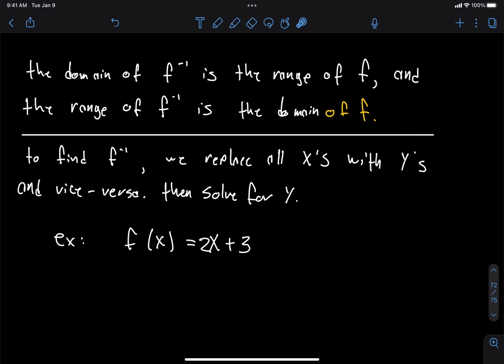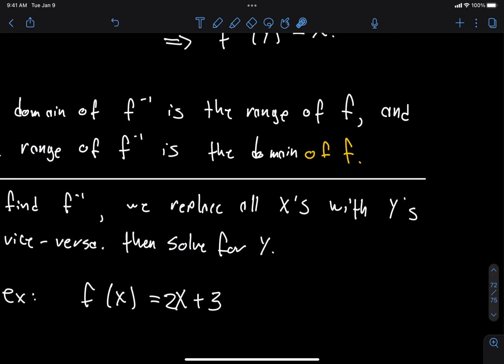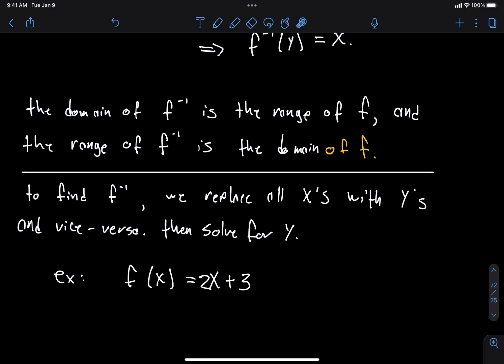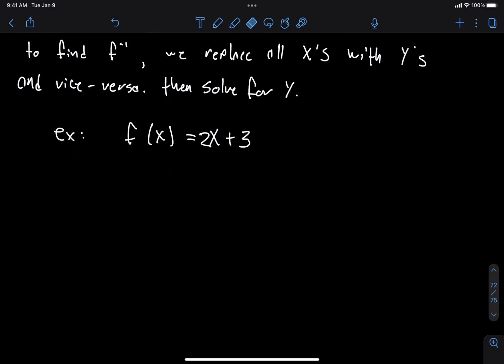Okay, so that's what we talked about last time, and I believe I stopped there. So are there any questions about what we discussed in class last time? All right, it doesn't seem like there are, so let's see how we actually find this inverse function.